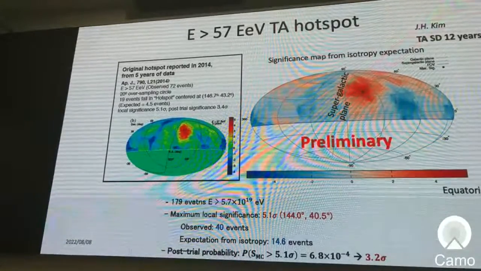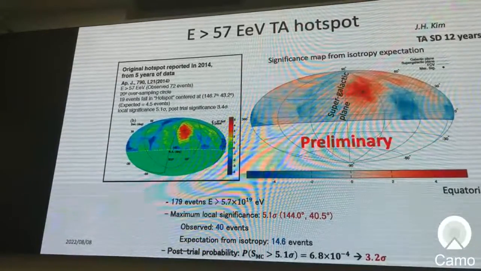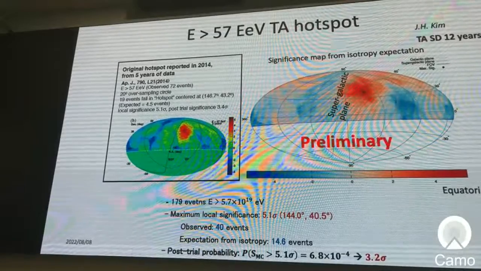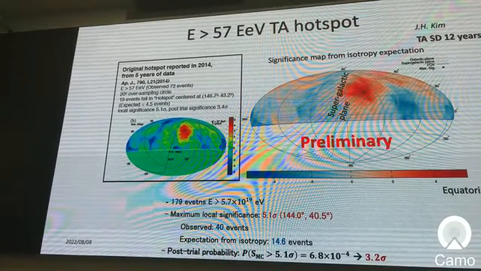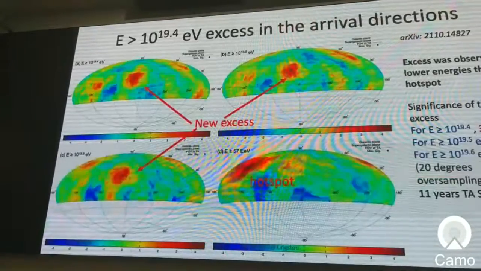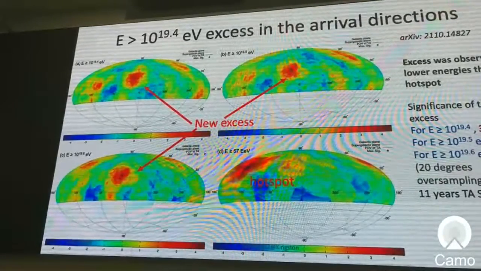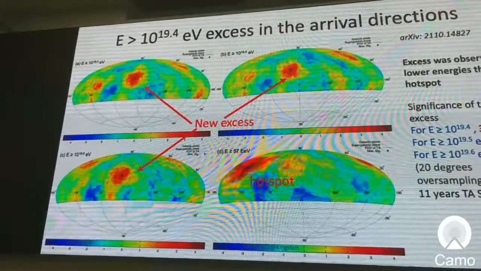And this is an updated result using 12 years of TASD data. And the latest result is still significant: the global significance is now estimated to be 3.2 sigma.